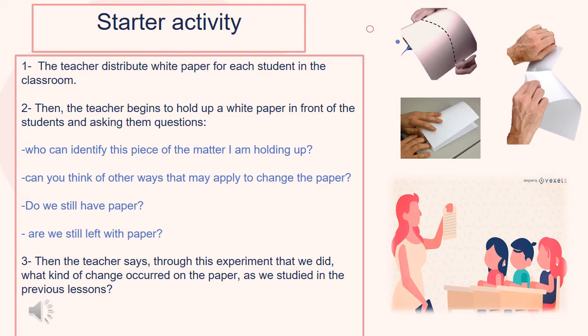Can you think of other ways that we may apply to change the paper? Do we still have paper? Are we still left with paper? Then the teacher says, through this experiment that we did, what kind of change occurred on the paper, as we studied in the previous lesson?